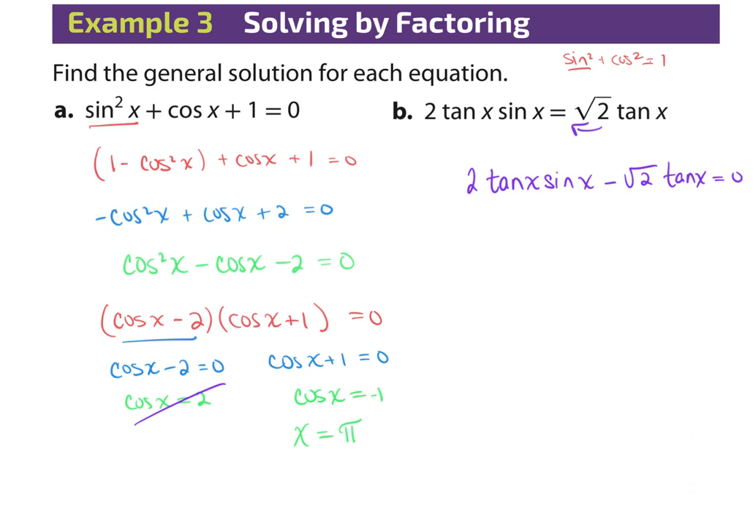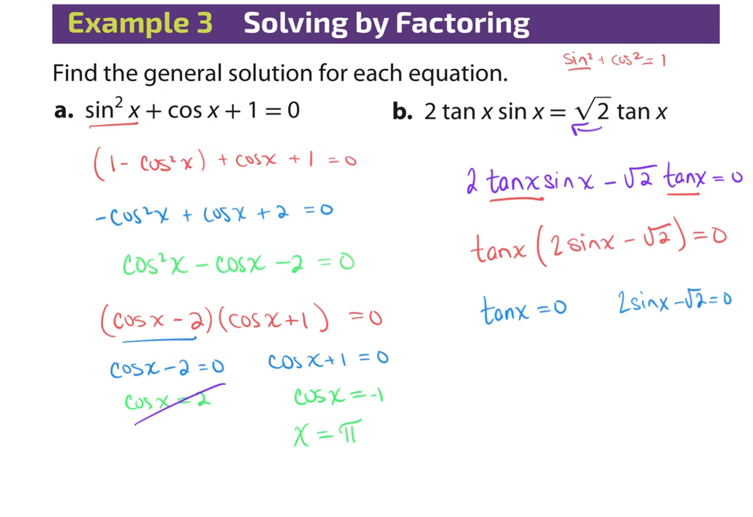What can I take out of each one of those groups? What do they have in common? They have a tangent of x. So I'm just going to factor out my common factor, which is tangent of x. Tangent of x comes out here. I am left with 2 sine x on the left, and I'm left with just a square root of 2 on the right, okay? And now I can set each factor equal to 0, plain and simple. So tangent of x equals 0, and 2 sine x minus the square root of 2 equals 0.